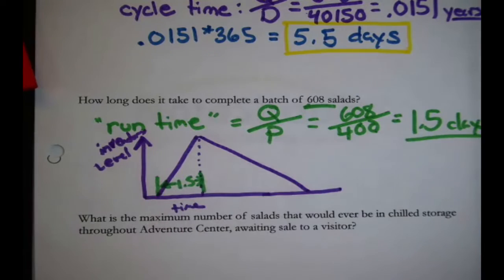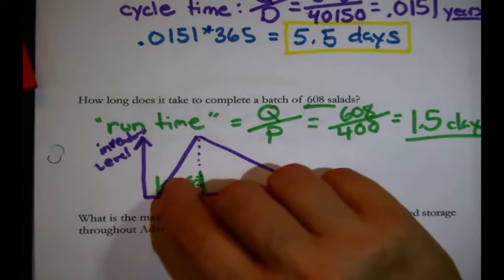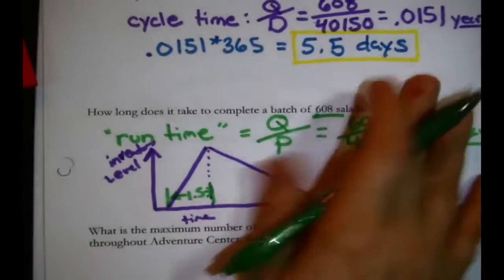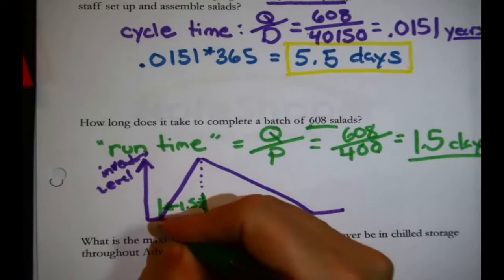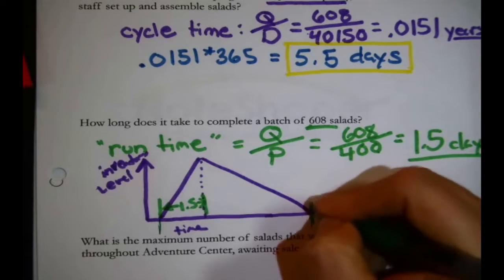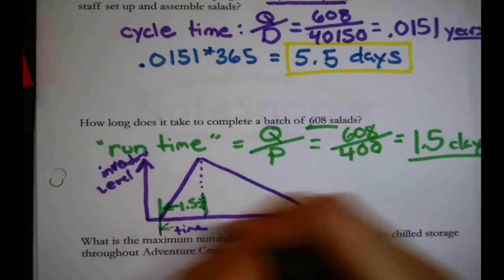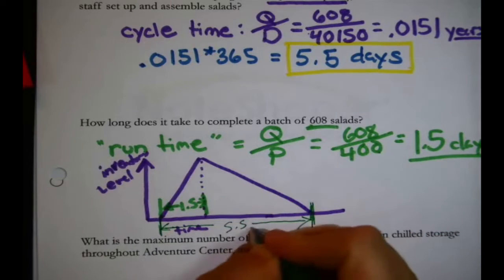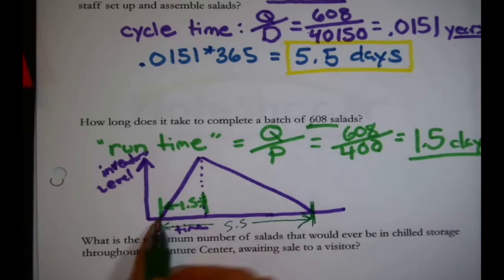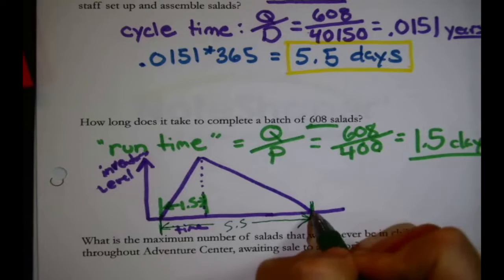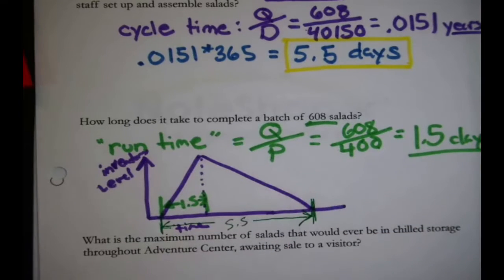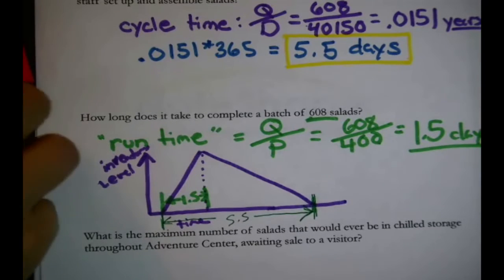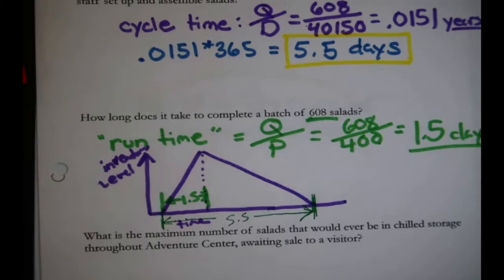Now this runtime is right in here. This is the 1.5 days, because here we are working, 1.5 days must pass. Now up here we'd learned that the cycle time was 5.5 days. That's actually telling us that this sawtooth is 5.5 days long across the entire base, because from start to finish, when we run out, the whole thing lasts 5.5 days.